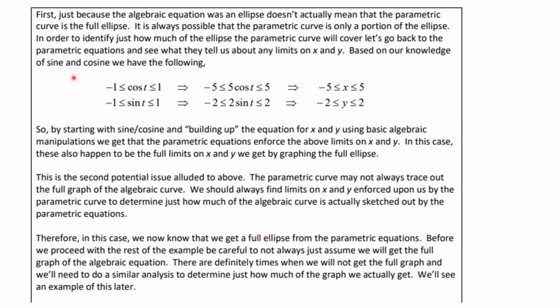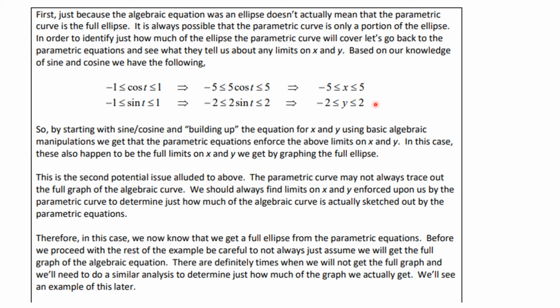Now we're going to have to say, well, what values does it cover on the ellipse? Because it might not be the entire ellipse. That's the second problem with eliminating the parameter. The first one was that you lose the orientation, and the second one you don't know if it's the entire curve. But by observing that cosine of t is between -1 and 1, if we multiply all the way through by 5, we know that -5 is less than or equal to 5 cosine t less than or equal to 5, and that tells us that x runs all the way from -5 to 5.